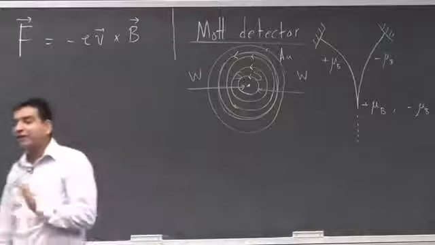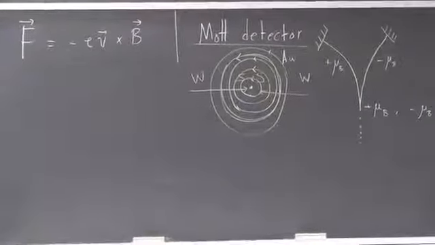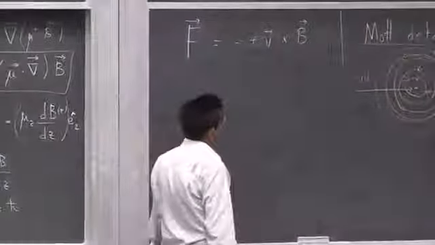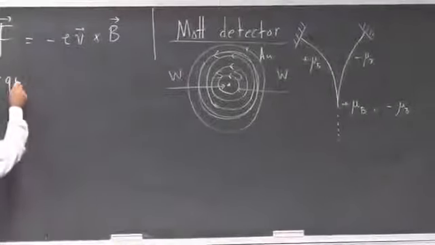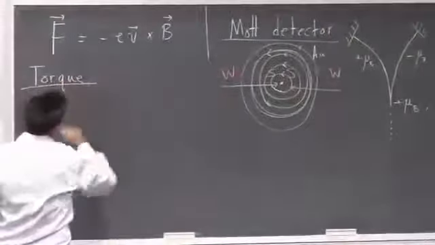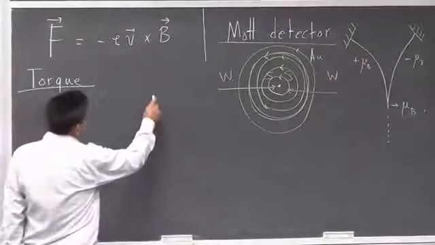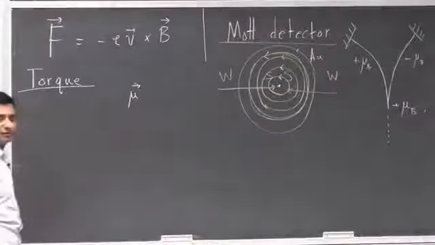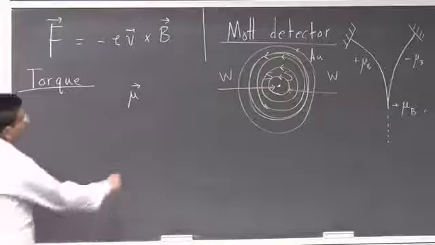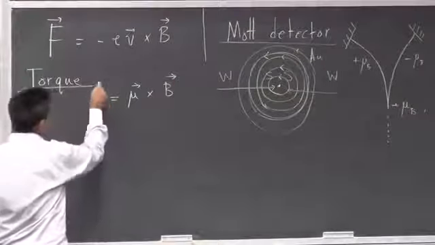Okay, now let's talk about the third component, which is the torque acting on a dipole. Any questions so far about forces or energies? So if I have a dipole mu and it is placed inside a magnetic field, what's the torque acting on the dipole? This is mu cross B. This is something you learn from basic electromagnetism.